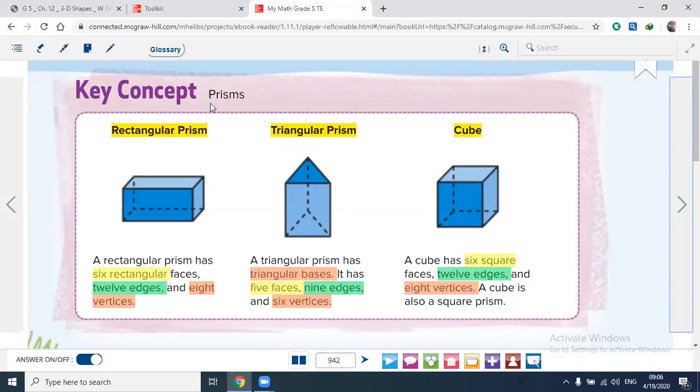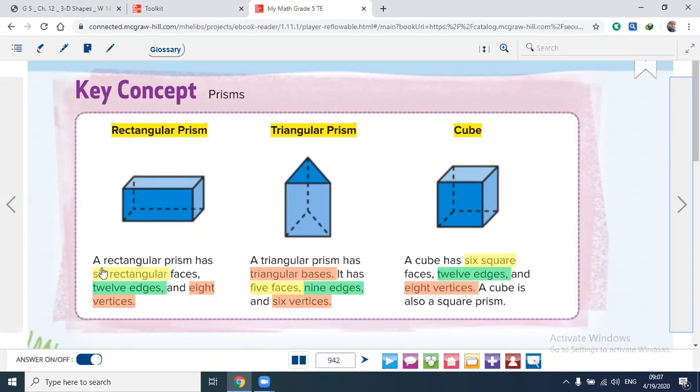A prism is a three-dimensional shape or figure. There are three types, as we see: rectangular prism, triangular prism, and cube. What is the difference between each one? All of them are called prisms, but for special cases, I will name it rectangular prism, triangular prism, or cube. Let's start with this one to show you the difference between each of them.